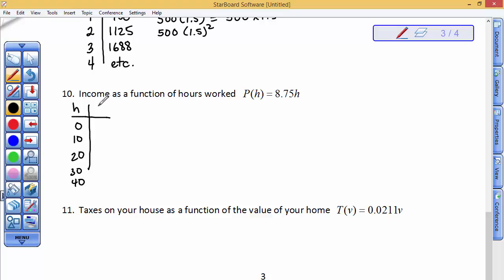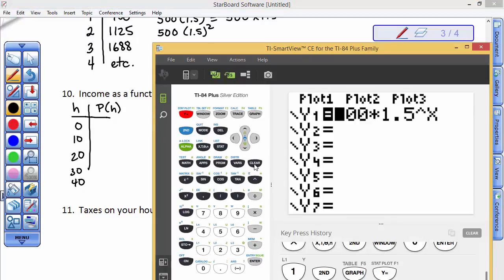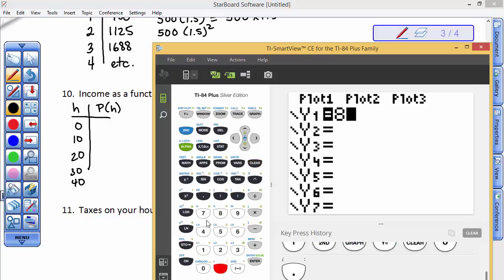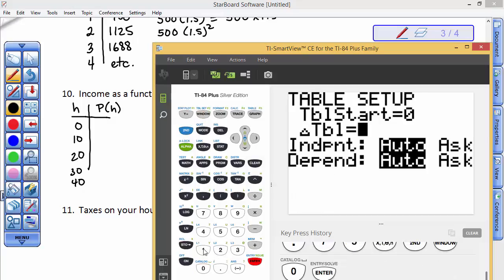We could just go here, hit our y equals key, clear that equation. Again, it was $8.75 for x hours. And I'd go second window to set up my table, and I'd start it at 0, and I'd ask it to go in increments of 10 hours now, because I'm going to go 0, 10, 20, 30, 40 automatically. And now I'll go second and hit the graph key, and I see that if I work 0 hours, I don't get paid.